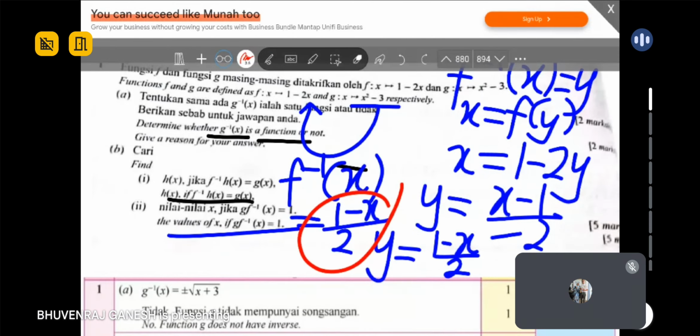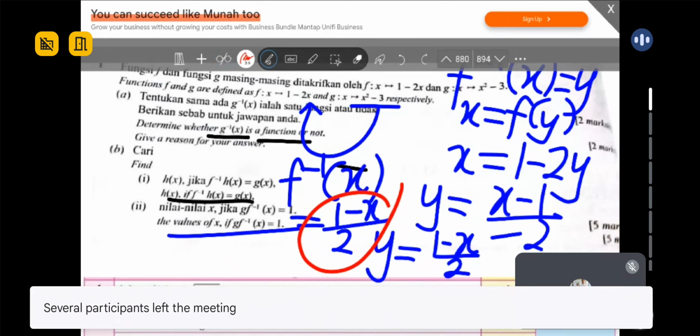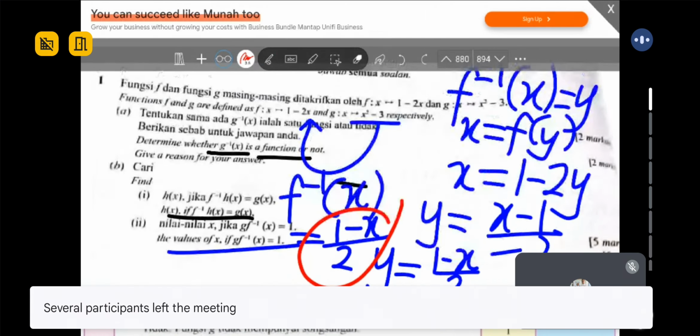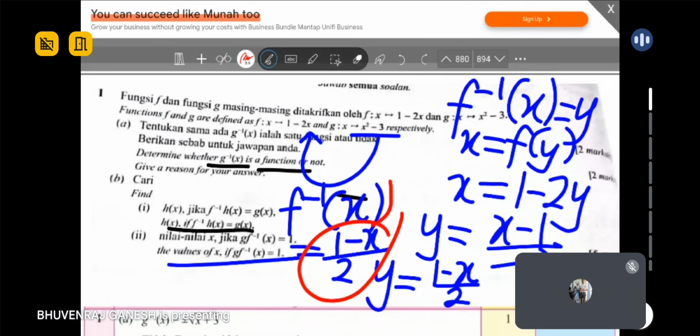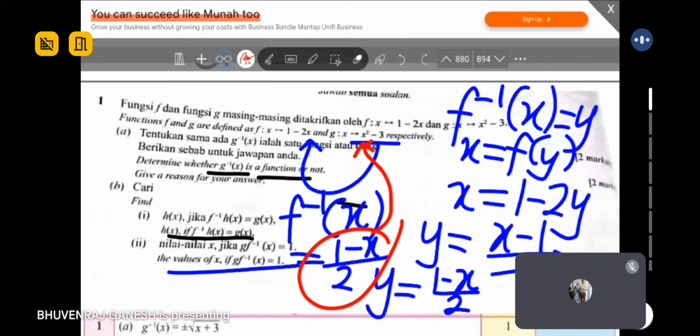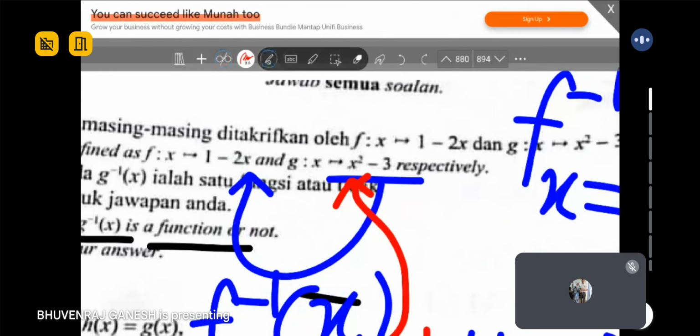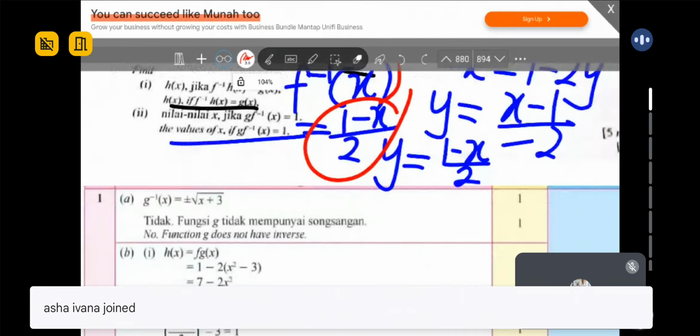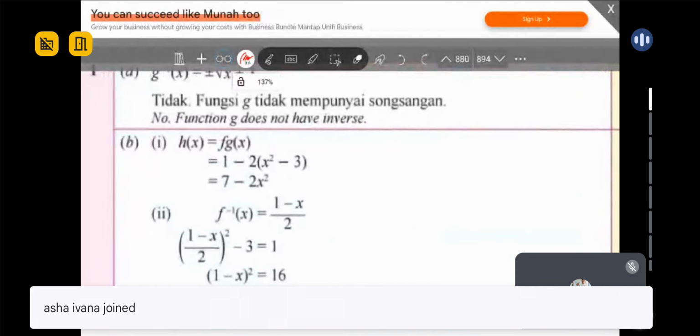Okay guys. So g f inverse x mean that f inverse x kamu kena substitute dalam fungsi g. Okay. So you just substitute (1 minus x) over 2 dalam ungkapan x bagi fungsi g. Okay, you substitute inside the x term only. Dalam sebutan x sahaja. Alright. So you will get this equation. Dapat persamaan ni. Okay, exactly like that.